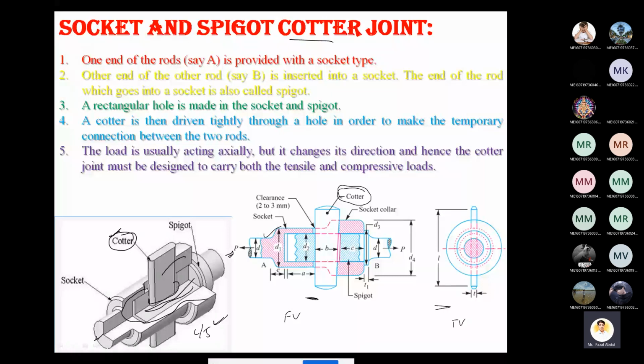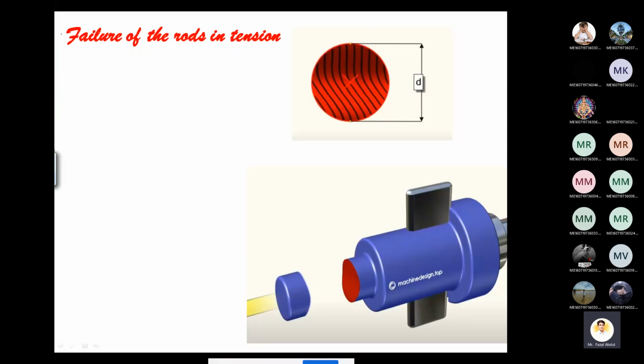So the first failure mode, or first failure criterion, is failure of the rod in tension. So this is the figure. In the first image you can find the socket assembly of the socket and spigot cotter joint. Due to the application of tensile load, there may be chances of failure of the rod. This one is called the socket rod. So there may be chances of failure of the socket rod.